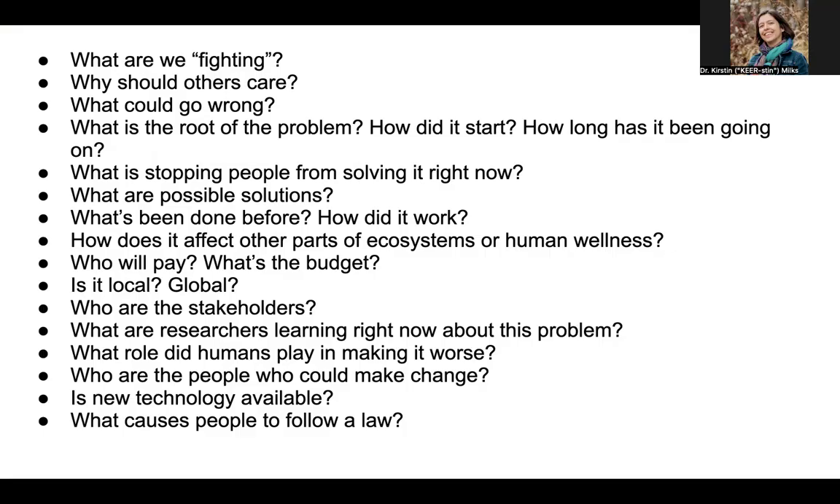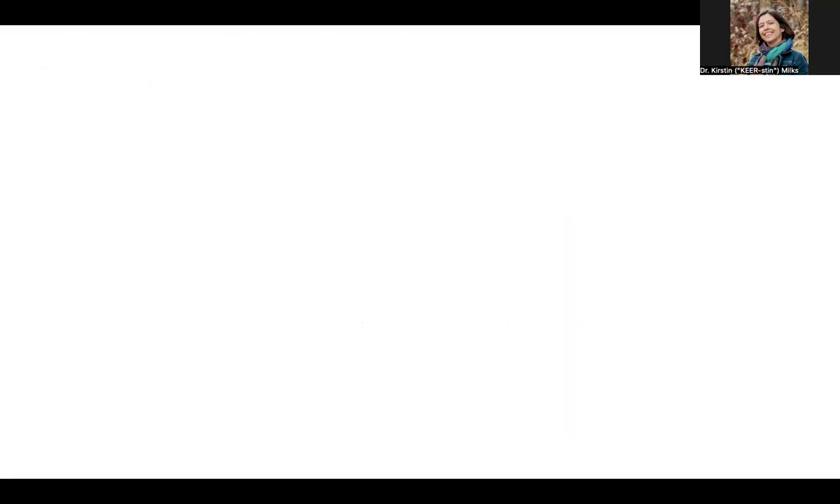Who will pay? Like, what's the budget? Who will pay? I just mean like, where's the money going to come from for your solution? Is it local? Is it global? Who are stakeholders? What are researchers learning right now? What role, if any, did humans play in making this problem worse? Who are the people who could best make the change? Is new technology available? And what causes people to follow a law?